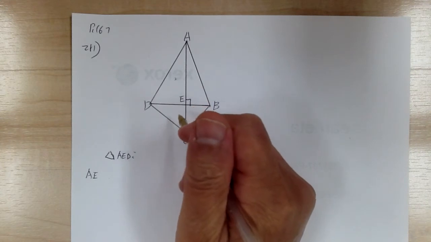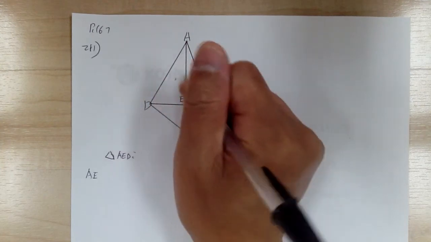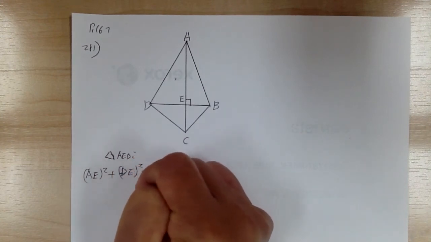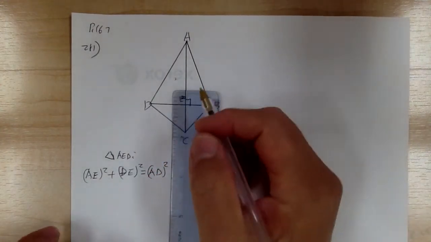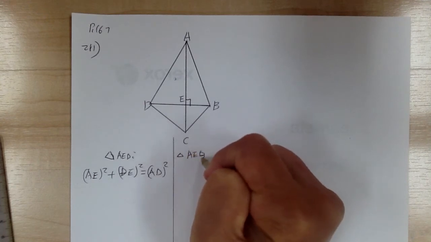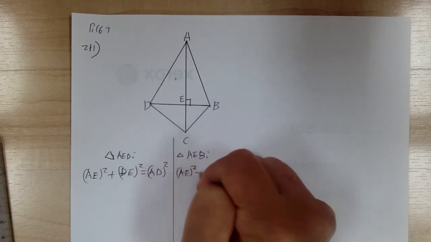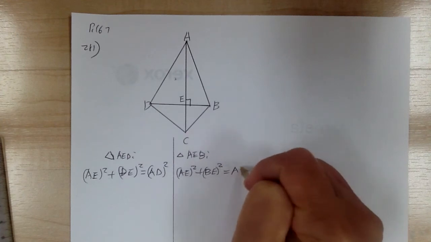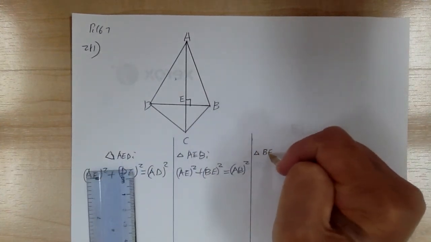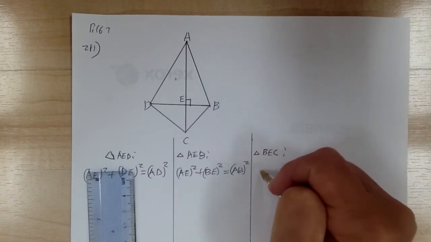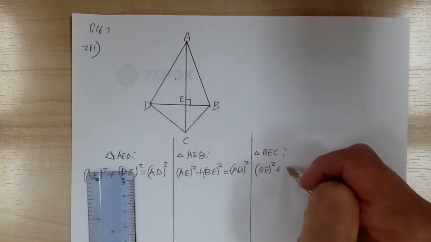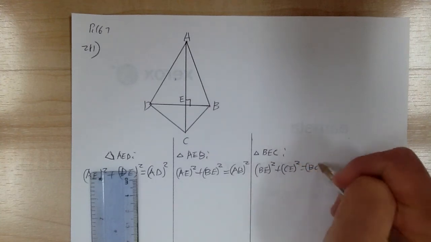If you apply the Pythagorean theorem for this triangle, you're going to get AE squared plus DE squared equal to AD squared. Next one, triangle AEB. You get AE squared plus BE squared is equal to AB squared. Then let's get triangle BEC. You get BE squared plus CE squared equal to BC squared.